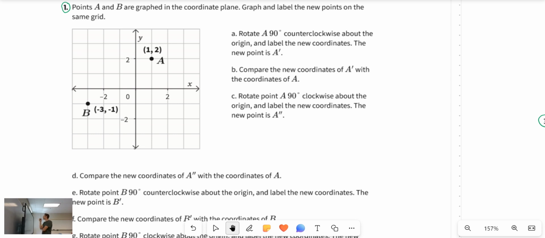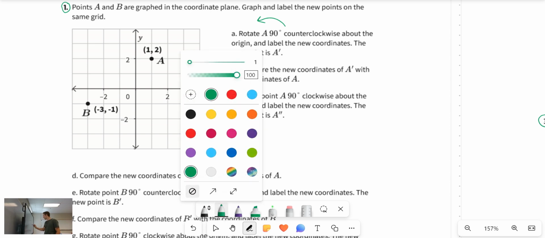Part A says rotate point A 90 degrees counterclockwise about the origin and label the new coordinates. The new point is A prime. First we take our point A, which is here in the first quadrant, and its coordinates are 1, comma 2, and we need to rotate it counterclockwise. Counterclockwise is going to be this way. That's counterclockwise.